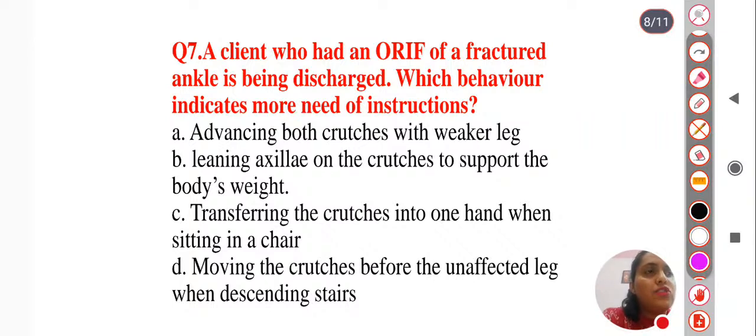Akriti Sharma B, Kiran Chauhan B. Good. And tell me the rationale also.